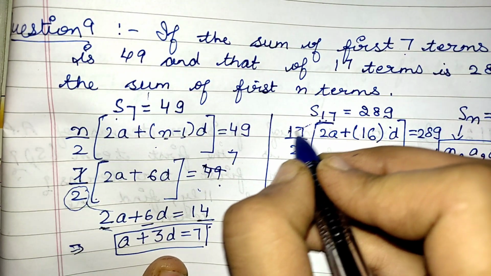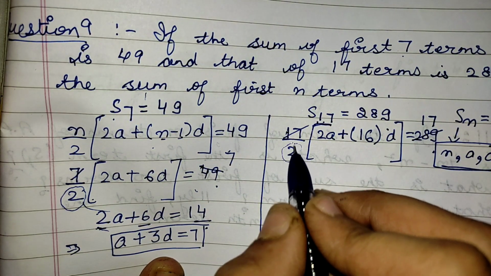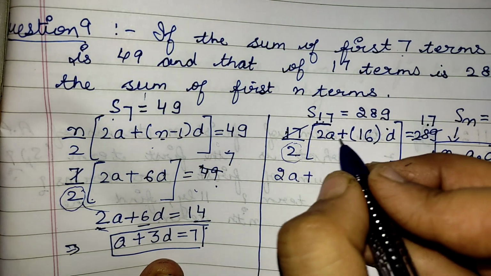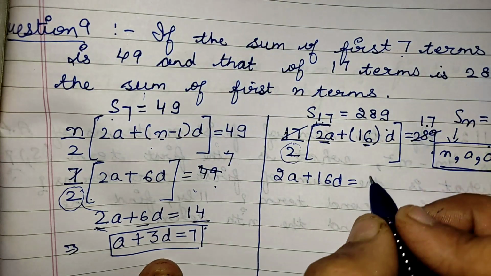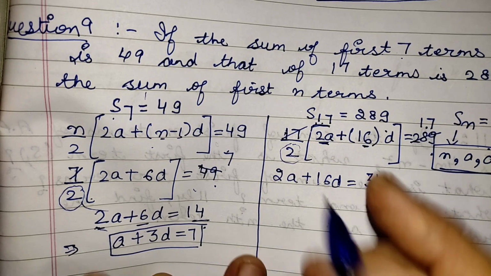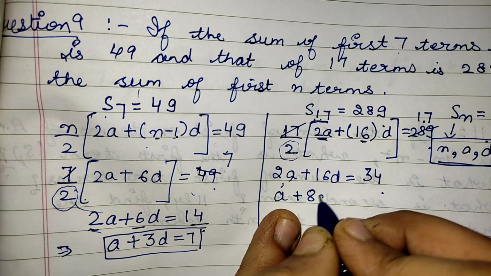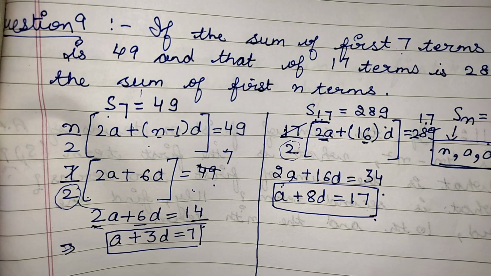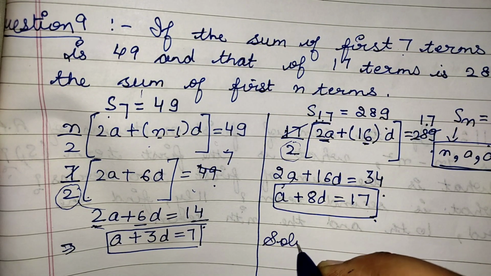So now here also let's cancel it out. It will be 17, and this 2 is being divided here, and it will go to the right hand side where it will be multiplied. So I will get 2a plus 16d is equal to 17 into 2, which is 34. Now divide the complete equation by 2 again. It will be a plus 8d is equal to 17. Now, solving these 2 equations, I can find out the values of a and d.